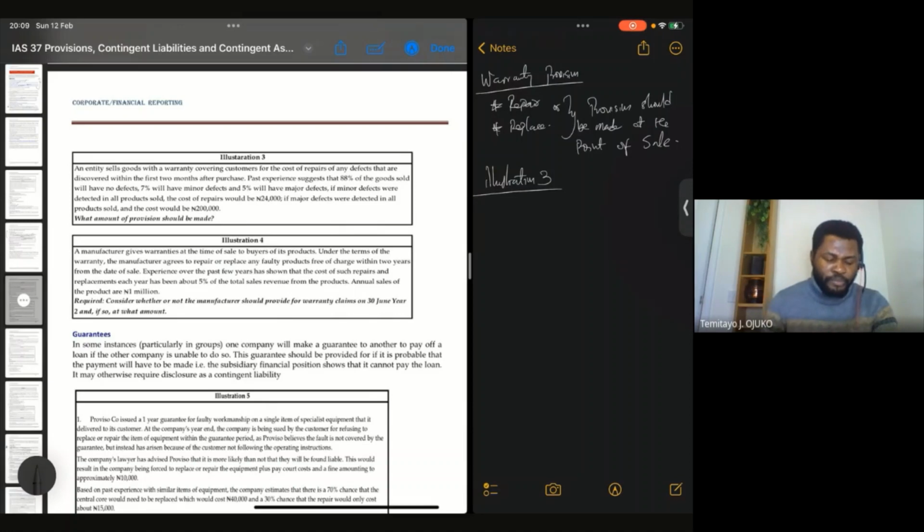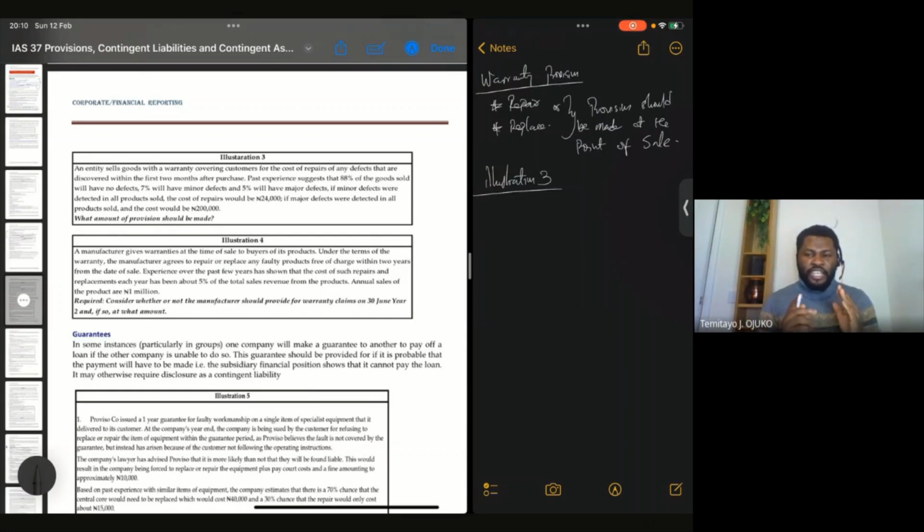First, is there a present obligation? Yes, there's a present obligation because there's a warranty in the notes, right? Covering customer for the cost of repair. Now, they said, based on past experience, they've been doing this over time. They know that 88% of the goods sold will have no defects, but 7% we have minor and 5% we have major. Now, they gave you the cost, which can help you estimate the amount, right?